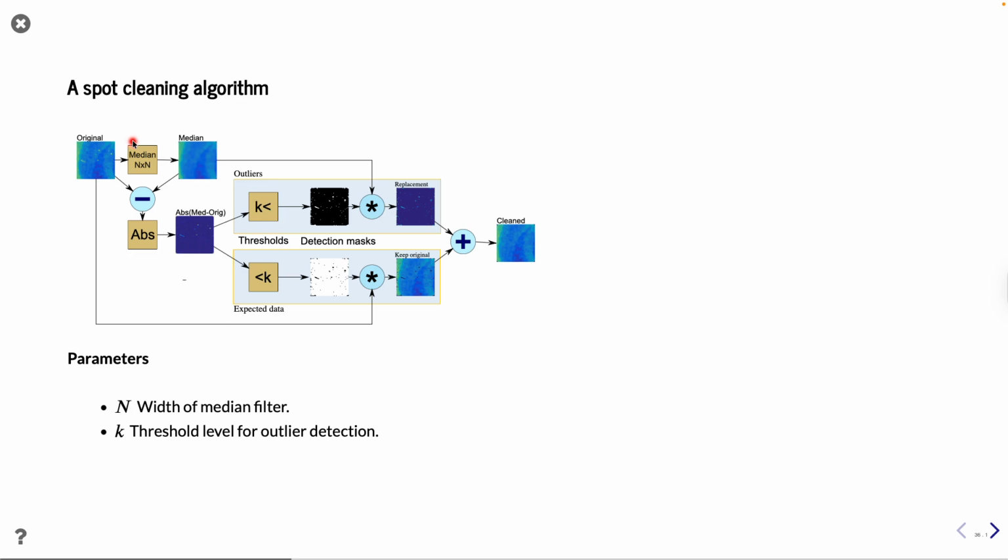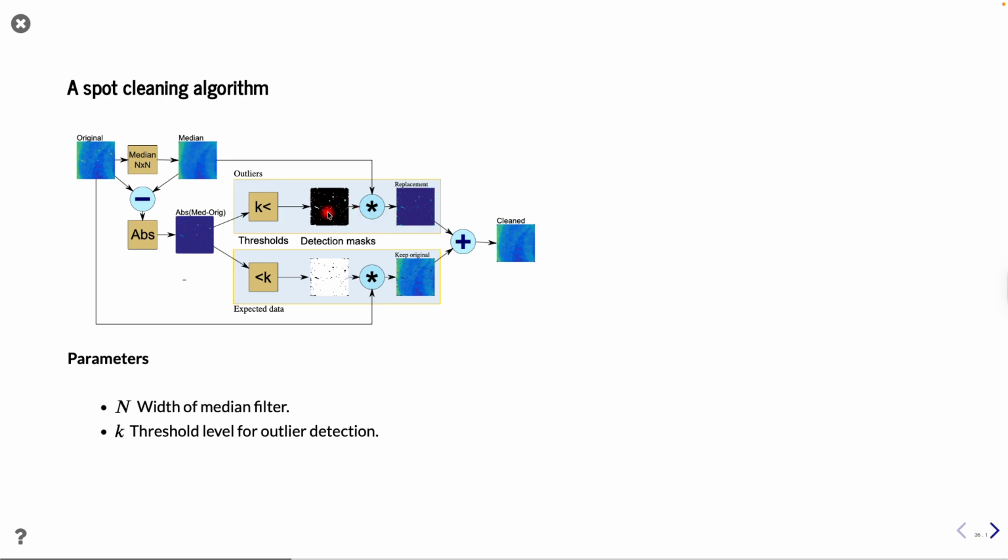We could use a low-pass filter, like the Gauss filter. We can use a median filter, and then I'm going to show an algorithm that actually detects spots and replaces them with some kind of estimate. The algorithm would look something like this, where we have the original image comes in, we apply a median filter, and the median filter removes the spots, but we have some blurring, which we don't want.